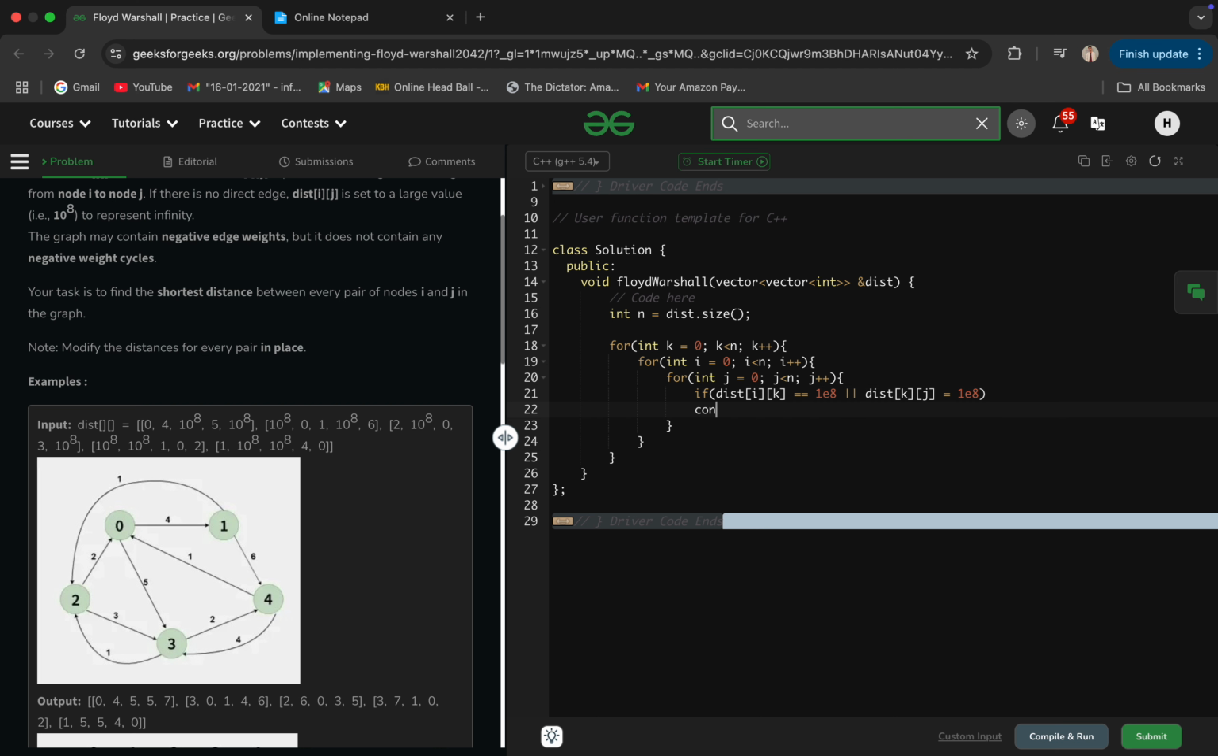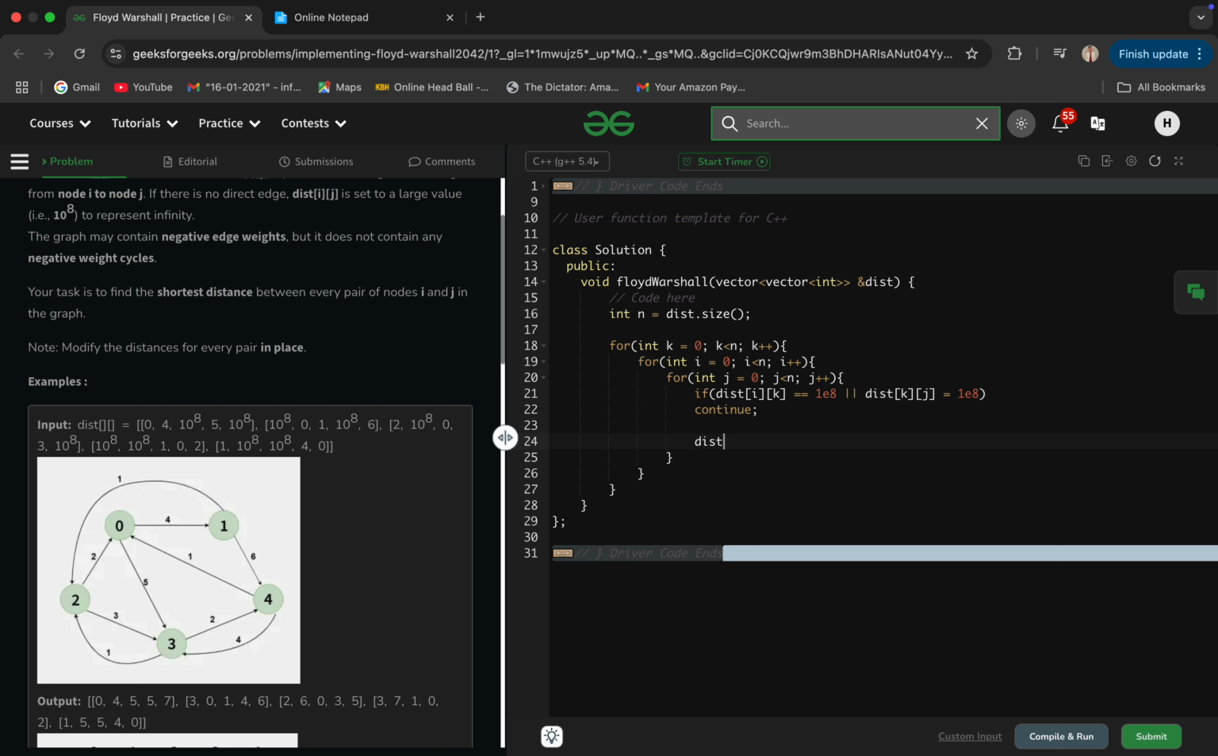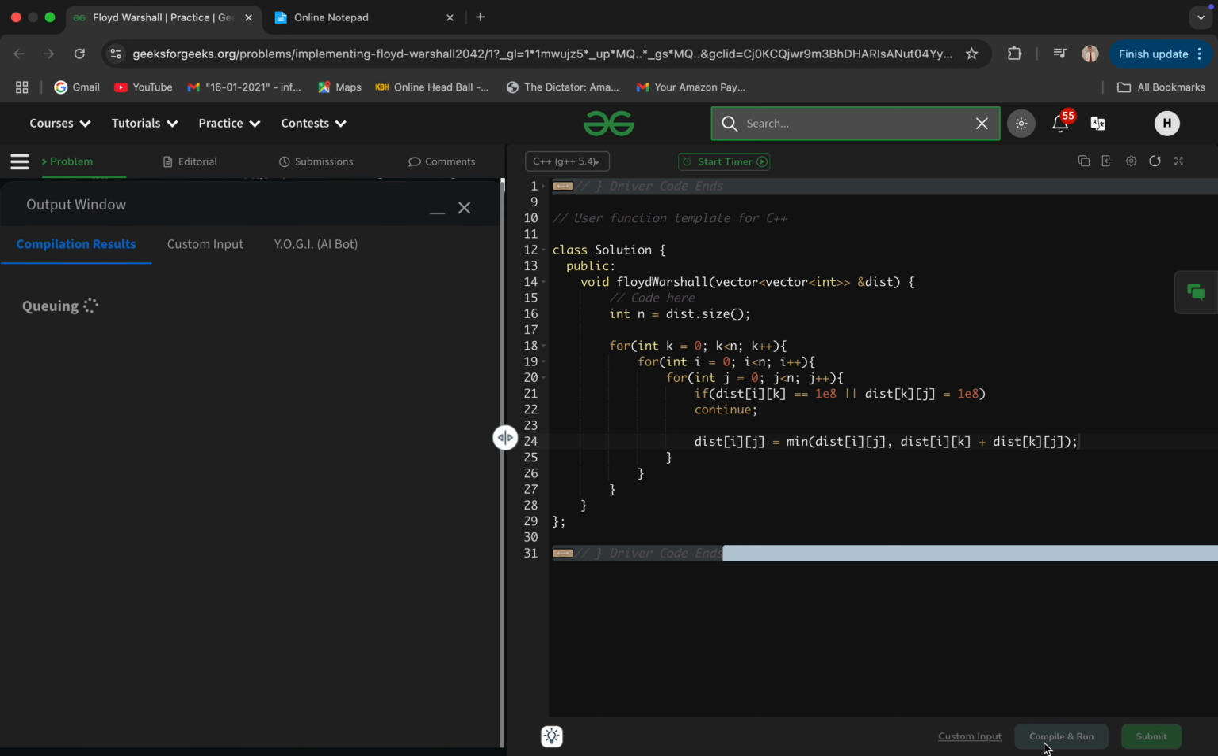And if it falls under this category, you will continue, and at last you will write that distance of ij is equal to the minimum of distance of ij, or distance of i to k, as I explained before, plus distance of k to j. It makes sense, right? Let me try to run it.